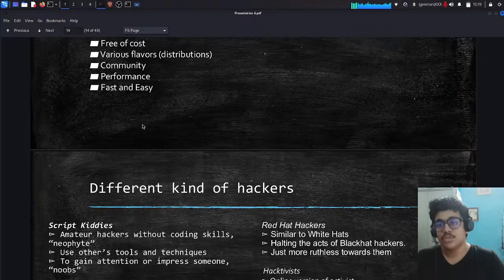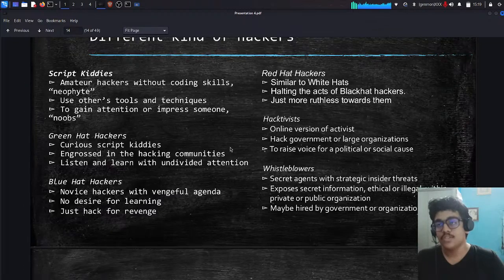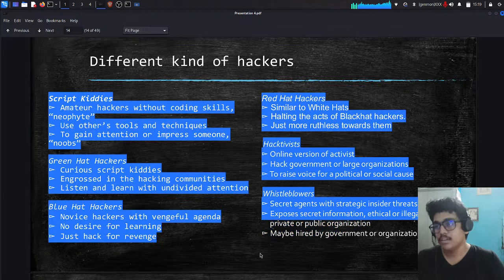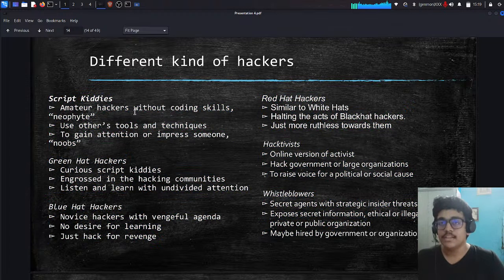So let's move to the different kinds of hackers once again. These six kinds of hackers exist and are famous nowadays. First are script kiddies, the most immature kind of hackers. They are just kids who know a few commands, go into the terminal, execute them, and think they are hackers.